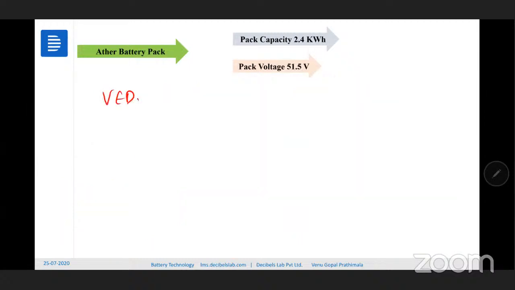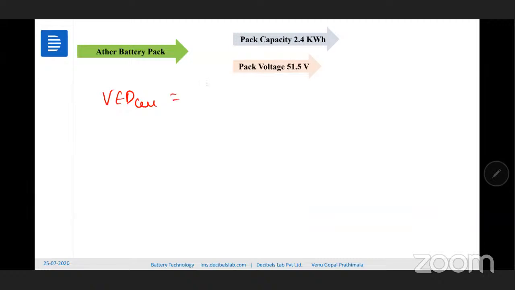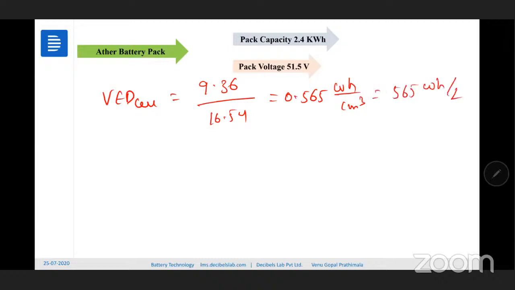VED for the cell equals 9.36 divided by 16.54. It is 0.565 watt hour per centimeter cube, or 565 watt hour per liter. That is for the single cell.